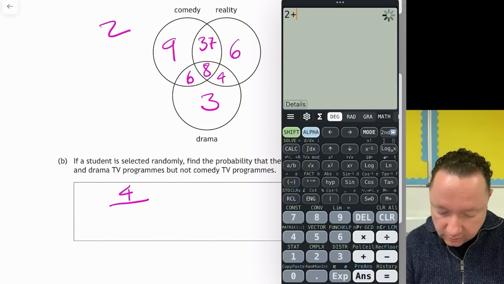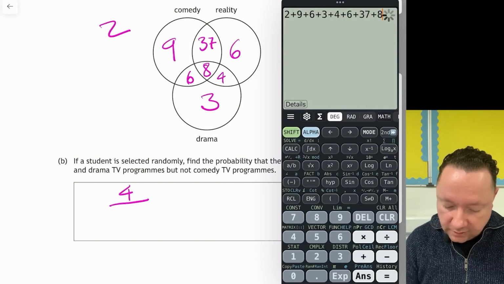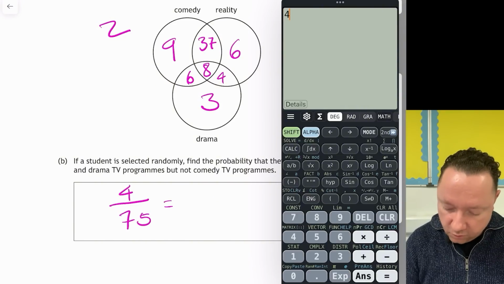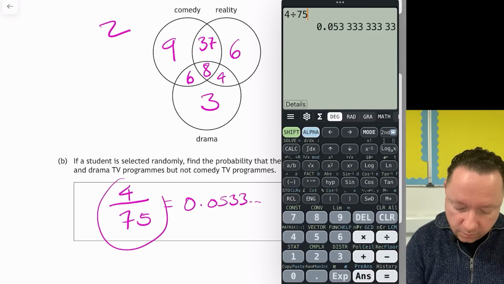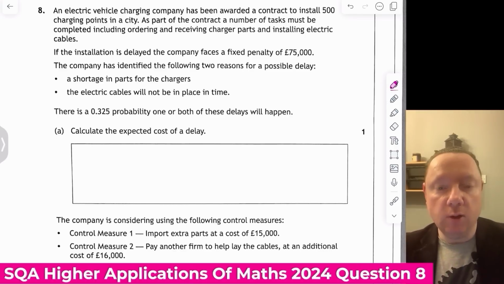2 plus 9 plus 6 plus 3 plus 4 plus 6 plus 37 plus 8 is 75. So 4 out of 75, or if you prefer a decimal, 4 divided by 75, 0.0533, but this answer is probably better, simplified fractions. And we're done there. Application of Maths 2024 question.